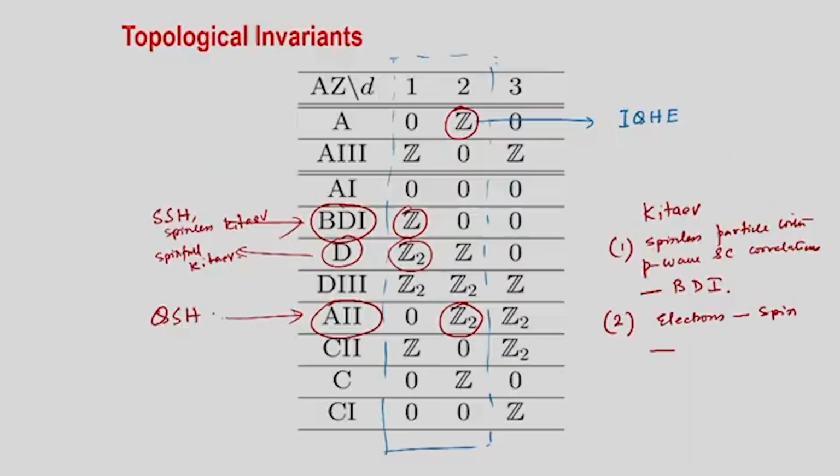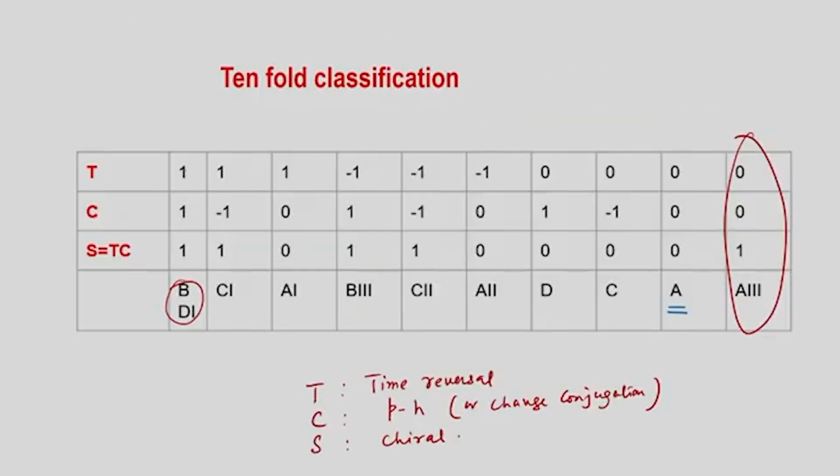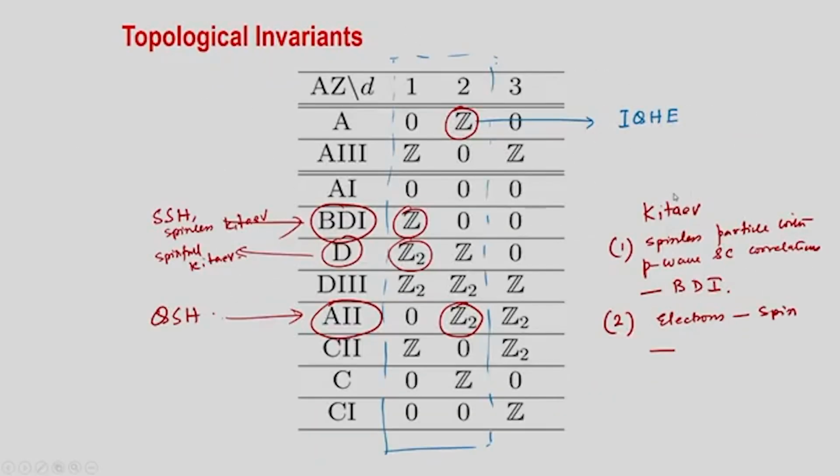So if you look at the table and what symmetries are present in a given Hamiltonian, then you identify the symmetry class of the material, and from this table you can read out the topological invariant, and if you know how to calculate it, like for all these cases we have shown how to calculate the topological invariant, then that's more or less about the classification of materials.